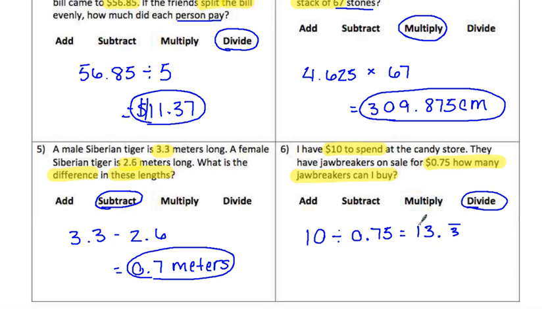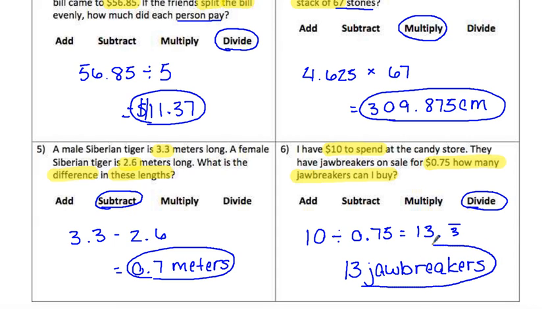I can buy 13, but I don't have enough to quite buy 14. So I'm going to buy 13 whole Jawbreakers. So that is your answer for this one.